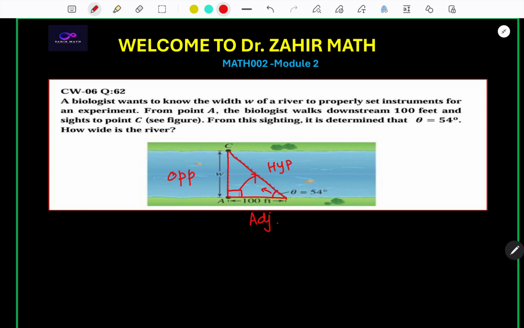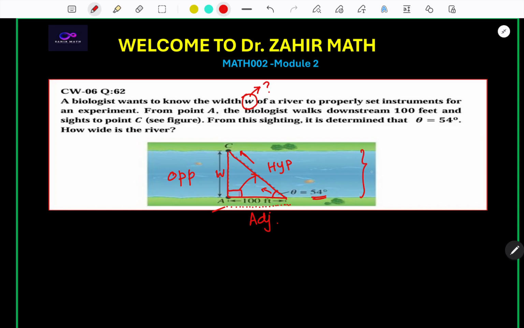A biologist wants to know the width W of the river. There is a W. Can you see that? So this is the question mark. Width of a river to properly set instruments for an experiment. From a point A, the biologist walks down 100 feet and slides to the point C. Okay, slide. After that, he is going here, right? And from this sighting, it is determined theta is 54 degree. How wide is the river?